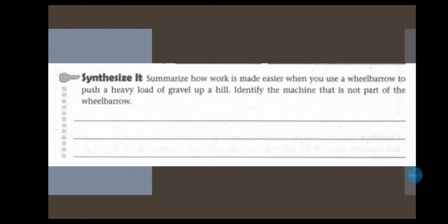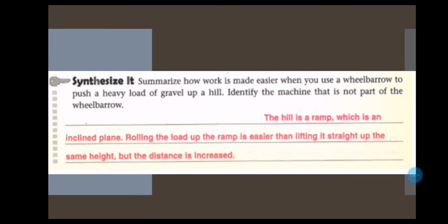Now, summarize how work is made easier when you use a wheelbarrow to push a heavy load of gravel up a hill. Identify the machine that is not part of the wheelbarrow. So the hill is a ramp, which is an inclined plane. Rolling the load up the ramp is easier than lifting it straight up the same height, but the distance is increased. So in this case, I have more distance, but it's easier to roll the object than to lift it up.